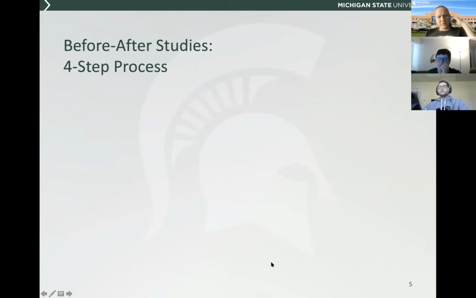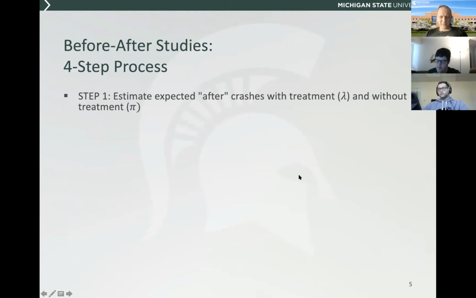And so when working through this, it's basically a 4-step process. And my apologies, because I know my animations are a little bit screwed up. I was trying to fix those before class here today.